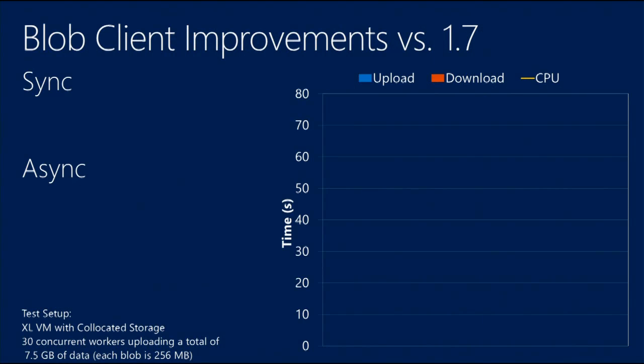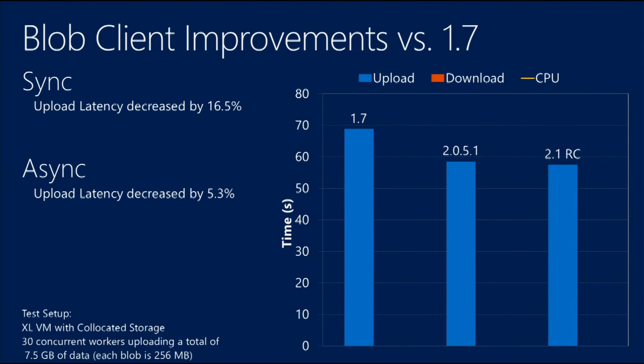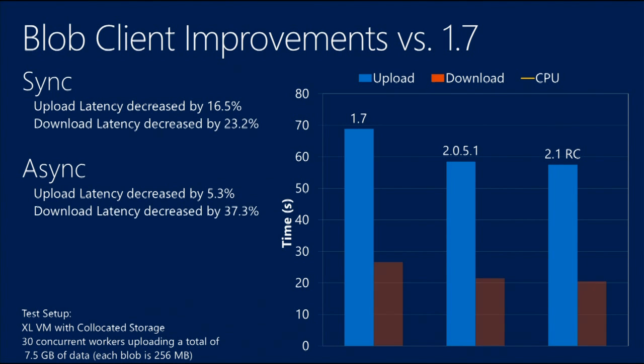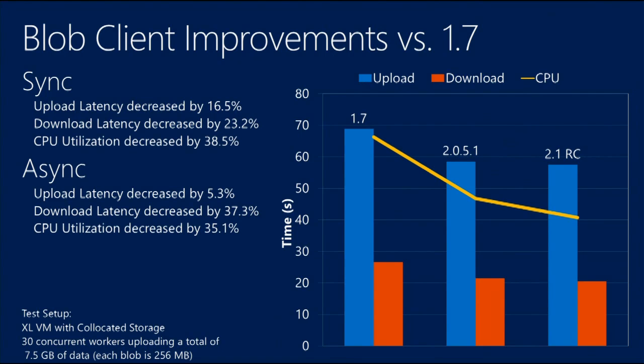All right, so here's some example performance data. Again, this is against 1.7, the 2.0.5.1 latest release, and then the 2.1 RC. Upload latency is down by 16.5% for sync, and about 5% for async. Download is decreased by 23% and 37% for async. And then CPU is dropped by almost 40% across all these scenarios.